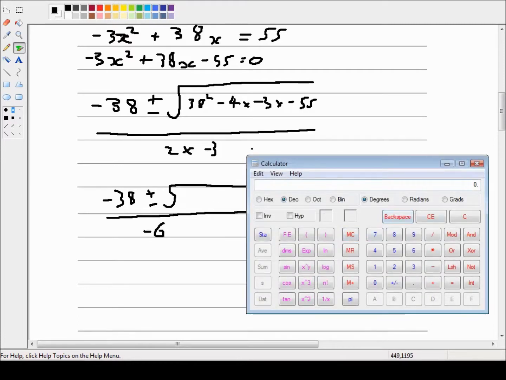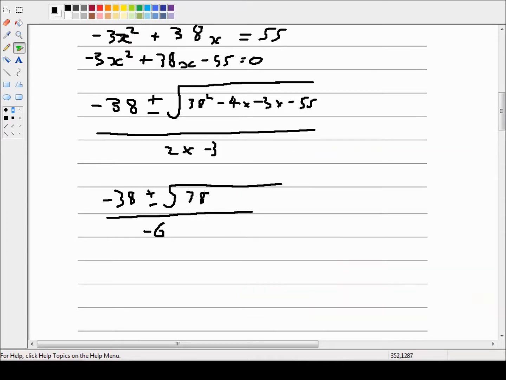Okay, so I've got my calculator. So I want 38 squared minus 4 times negative 3 times negative 55. And that's all equal to 784. That's 784.